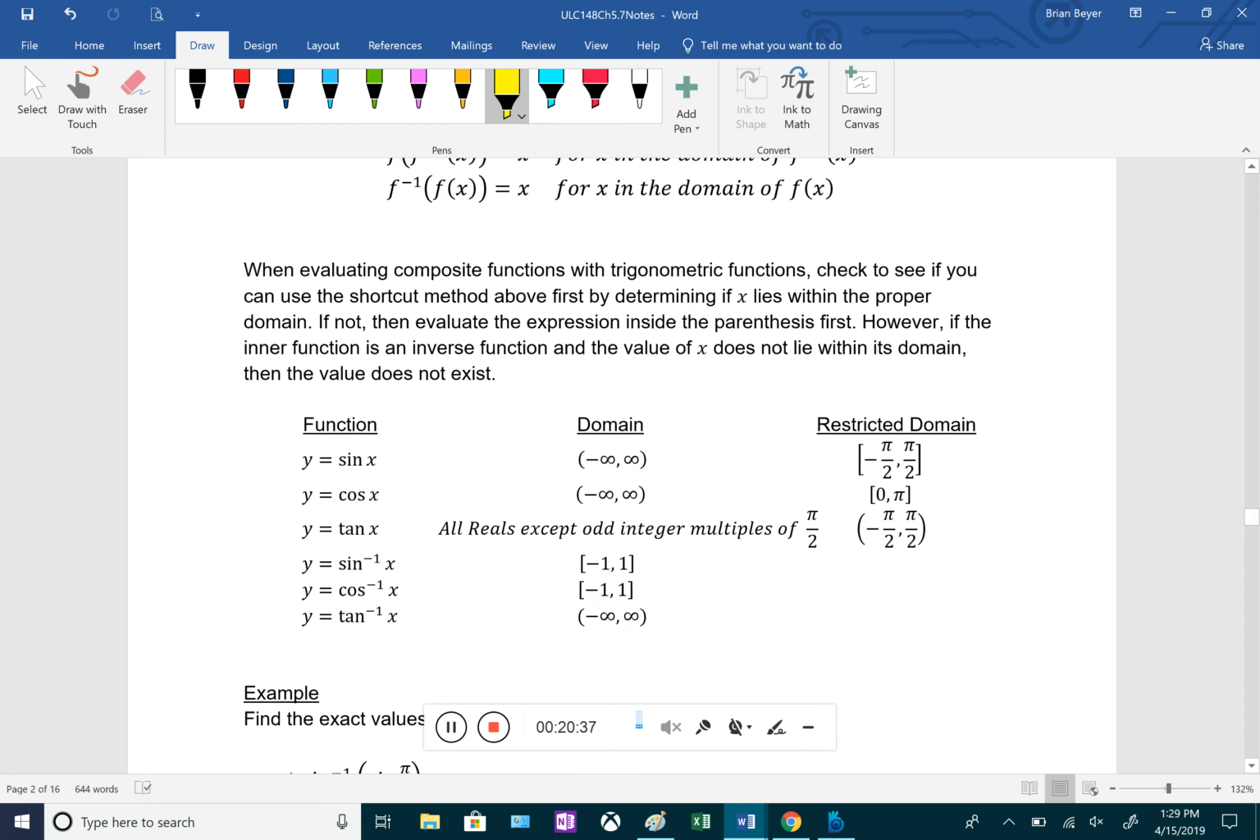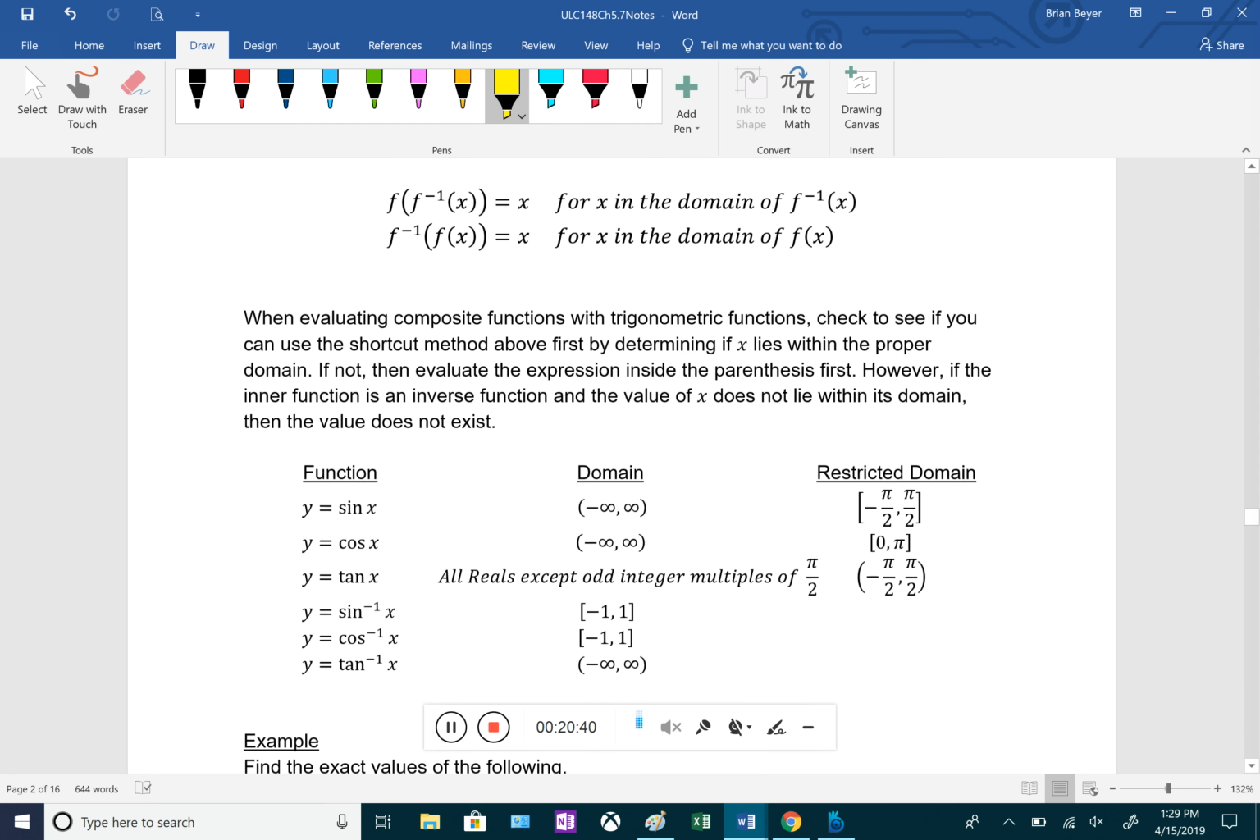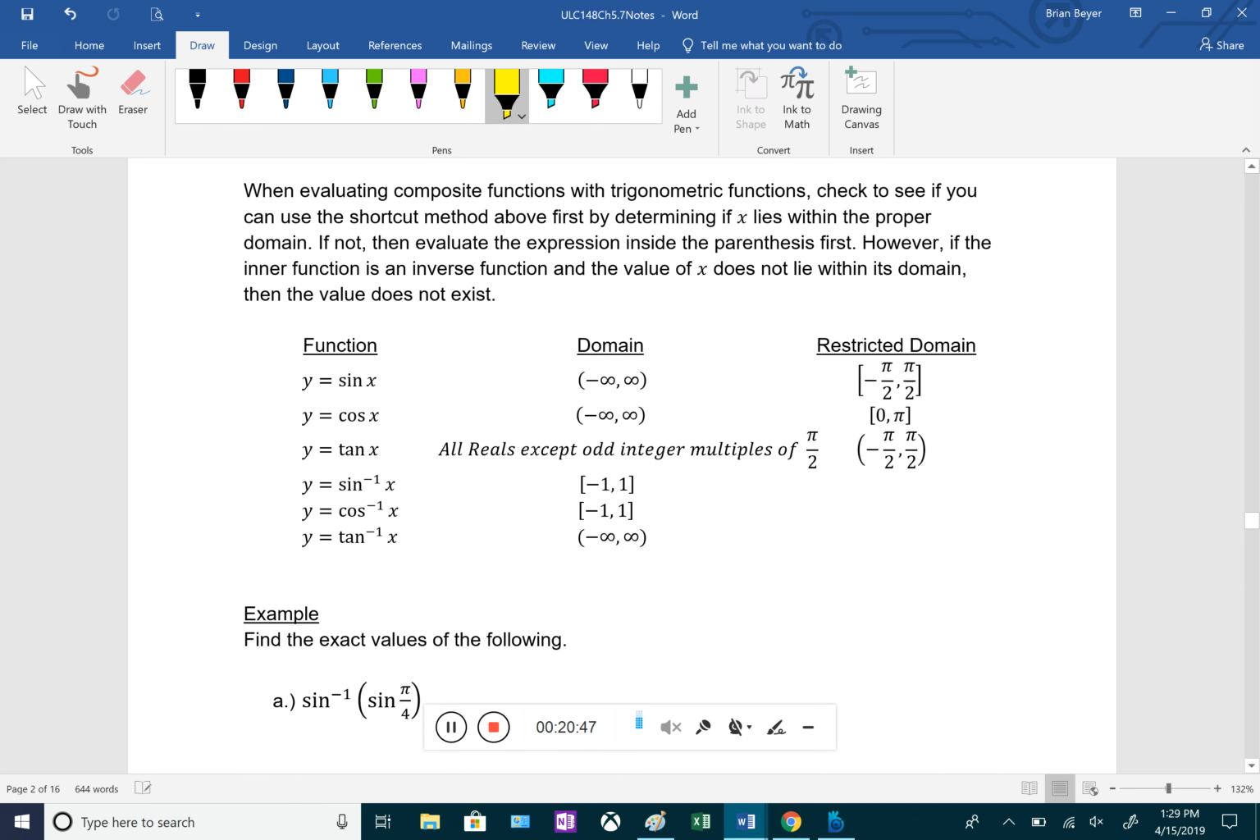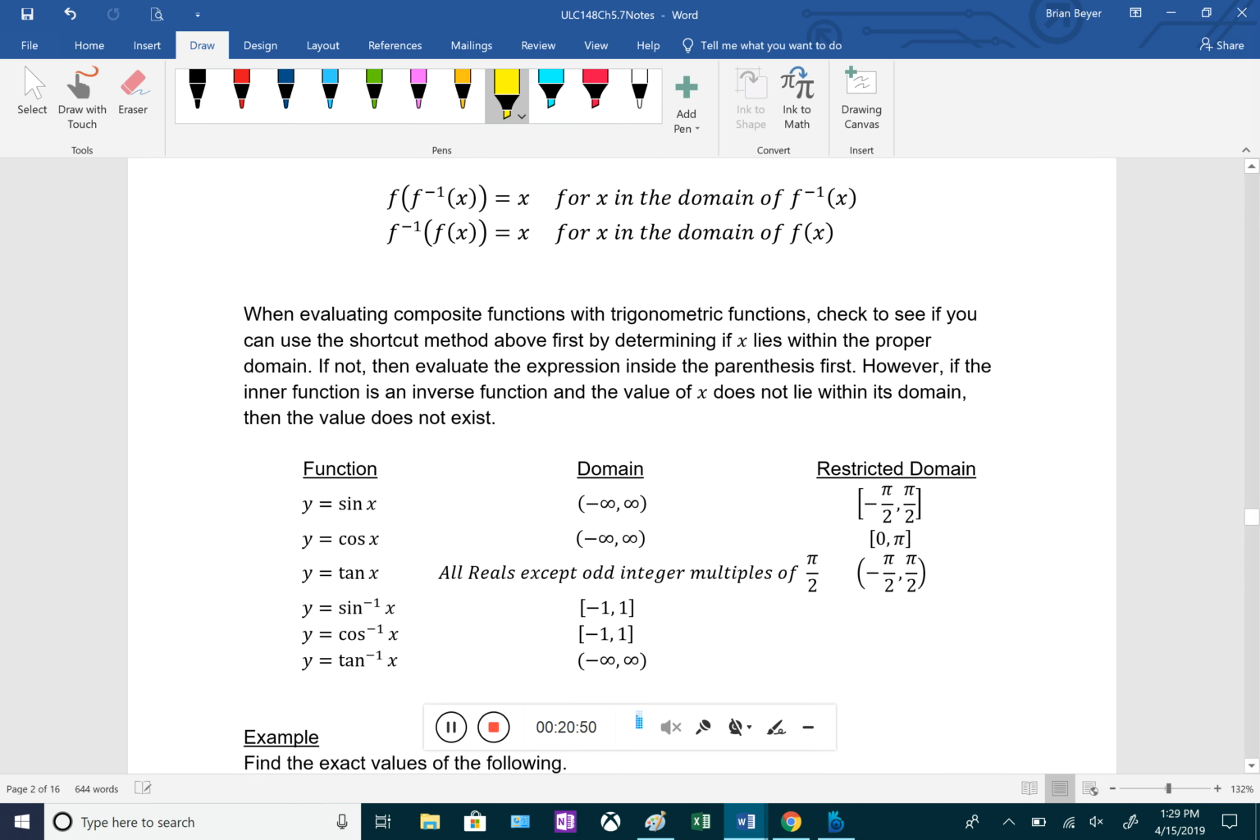When we're evaluating these composition functions, I'll scroll down so you can see what they look like. For example, sine inverse of sine theta. When we're evaluating these, sometimes we can use that shortcut method written right above this by determining if the angle or the x value lies within that domain. If it does not lie in that domain, then we're going to evaluate the inside expression first. But we have to be a little careful, because if the inner function is the inverse function and x does not lie within the domain, then the value does not exist.